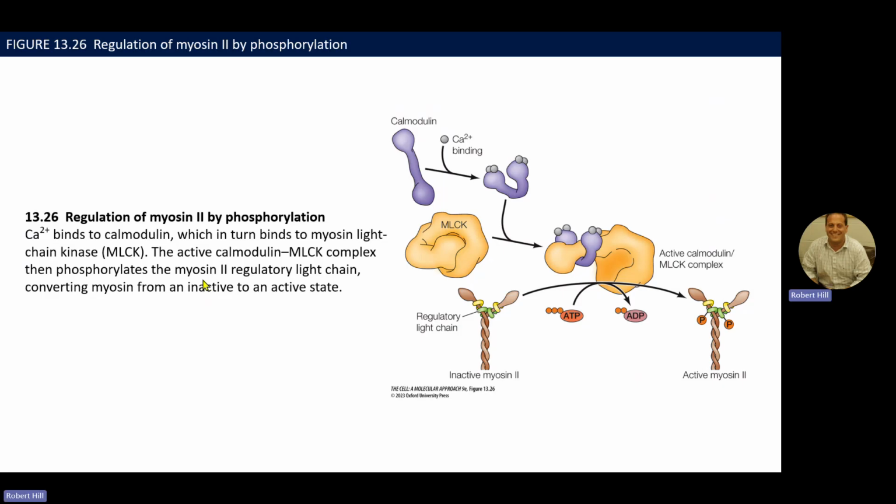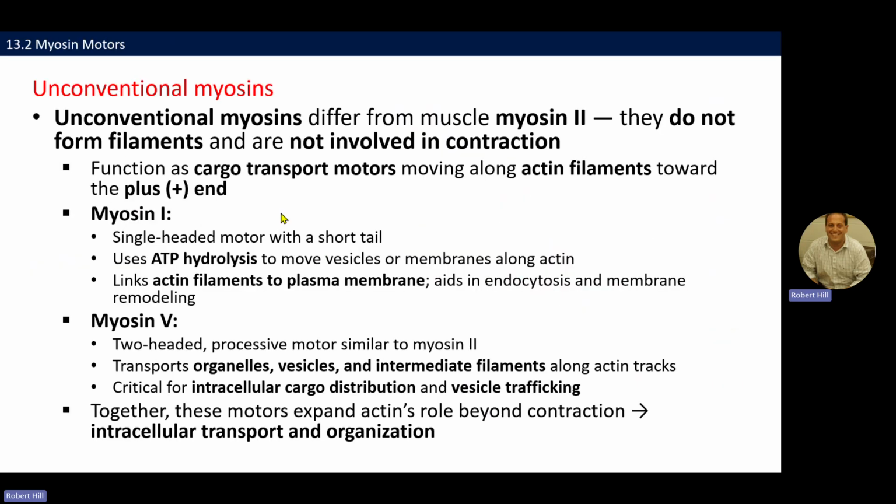All right, so we've talked about skeletal or muscle myosin. We've talked about non-muscle myosin, and now we're going to talk about what are known as unconventional myosins. So not all myosins form thick filaments or drive contraction. We have what are called unconventional myosins. These include myosin 1 and myosin 5. So, pop quiz, which myosin have we learned about today? We learned about myosin 2, right?